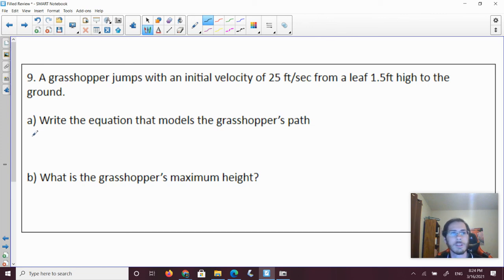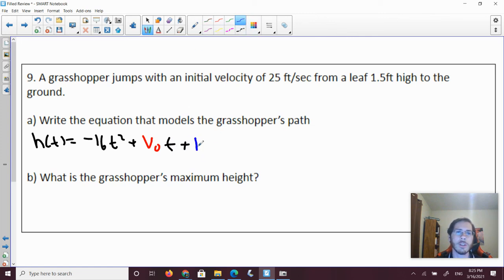Again, it's basically standard form, but we've got h of t is equal to negative 16t squared plus v naught t plus h naught. Okay, so that's our vertical motion model. We just need to fill in the red and the blue, and then we'll be done with part A.